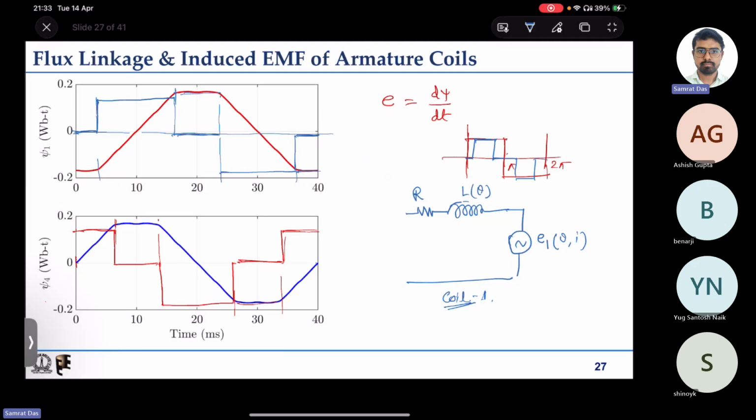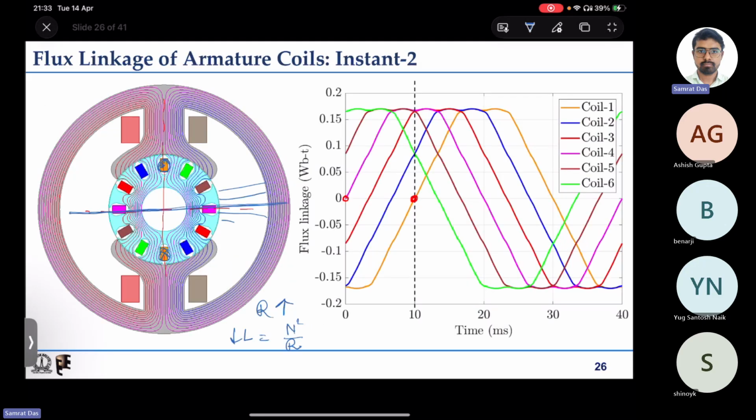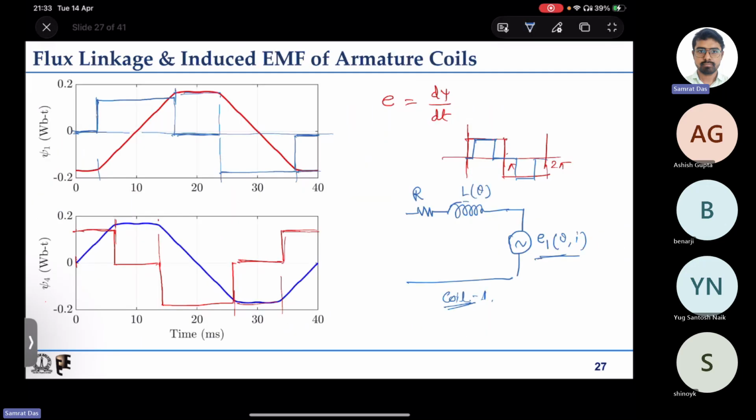If there is some excitation in the field winding, then there will be some flux linking that coil, and that will change with rotor position. Because of that there will be some induced EMF. This is not the current of its own winding, that is the current of the field winding. I should have mentioned it particularly. So this E1 depends on the current of the field winding.